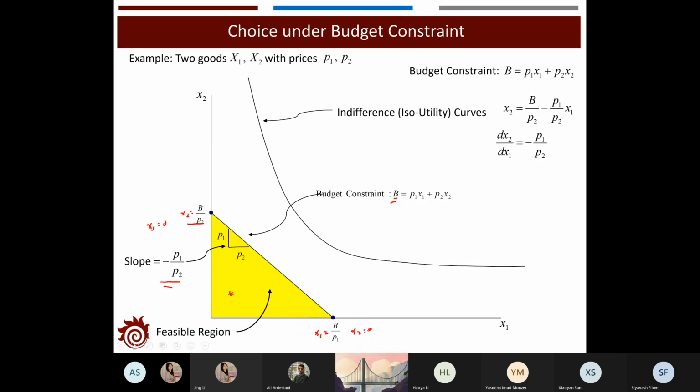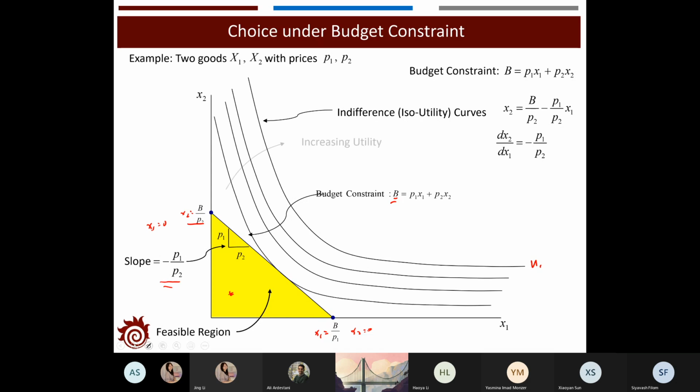And now we can integrate the budget constraint with the ISO utility curves. For these two products, we have the ISO utility curves, and this one will have one value, say U1. For this curve, you can find that they are all outside of the feasible region. So it means that any solutions along this curve are not feasible. So you need to check the other ISO utility curves, and you can gradually decrease the utility.